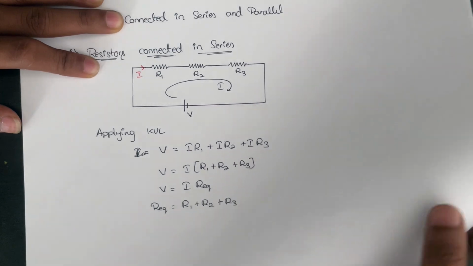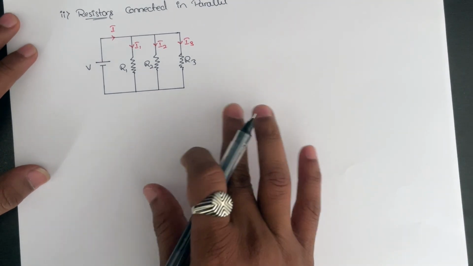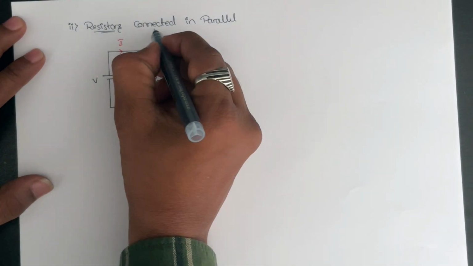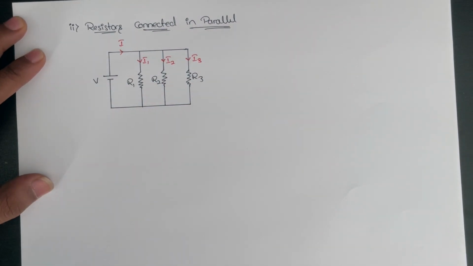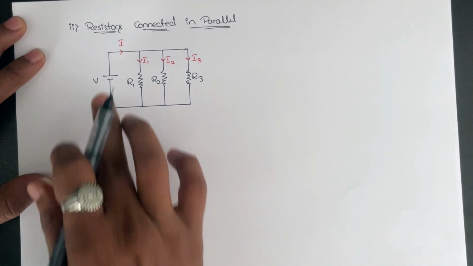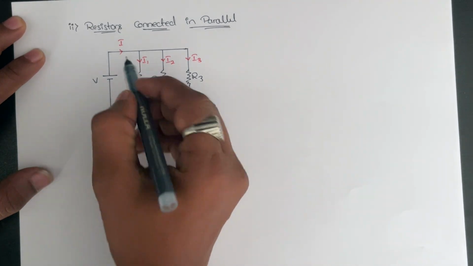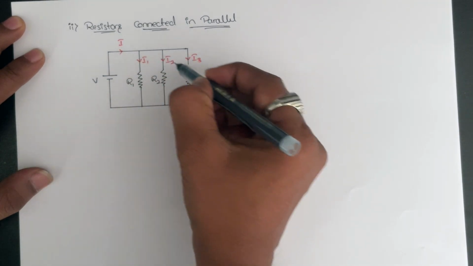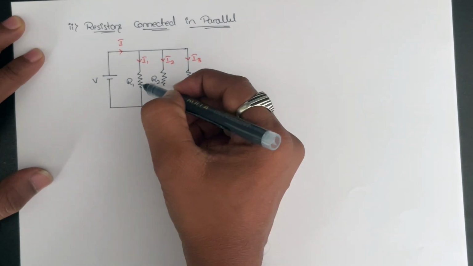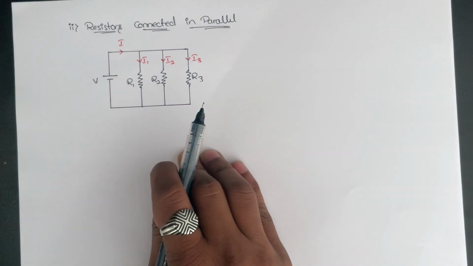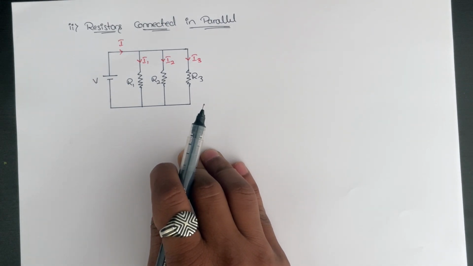Okay, now moving on to the resistors connected in parallel. Let us consider resistors connected in parallel with a circuit as shown here. We have taken an example where the current I is divided into I1, I2 and I3 across the resistors R1, R2 and R3 connected in parallel.